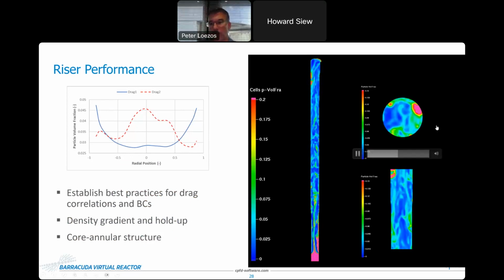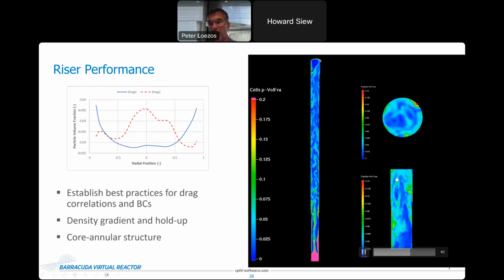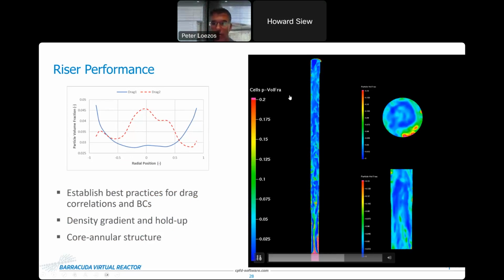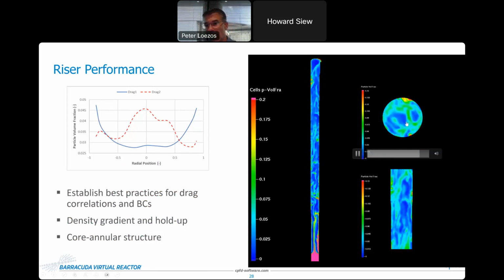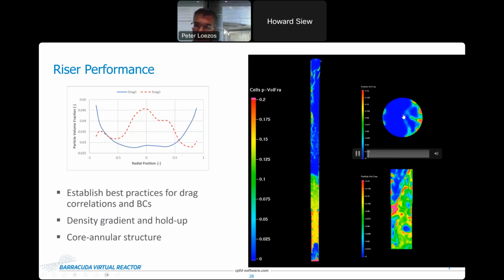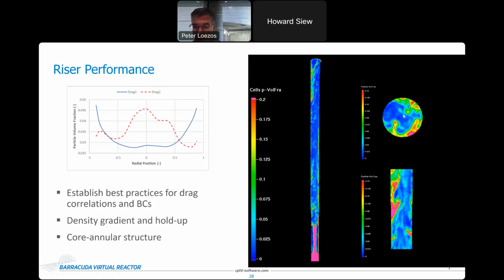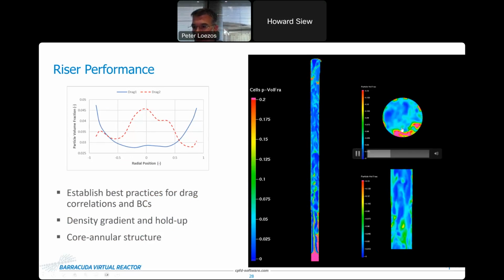So if you look at the animations on the right, what I'm showing you are particle volume fraction for various cross sections in the riser. Let me just draw your attention to the one at the top right. So what you're seeing here, and again, this is particle volume fraction, is what I would consider to be a typical core-annular structure. So on average, you see a relatively dilute core with a denser region along the wall of the riser.